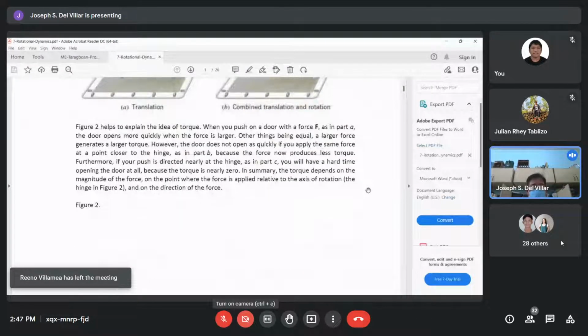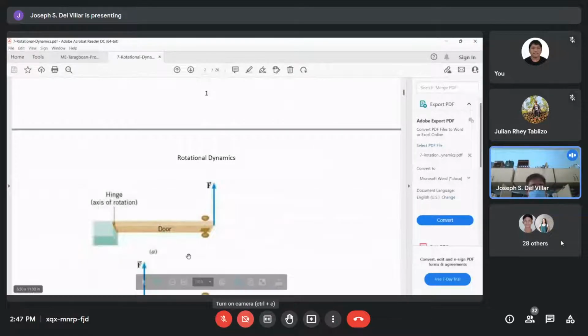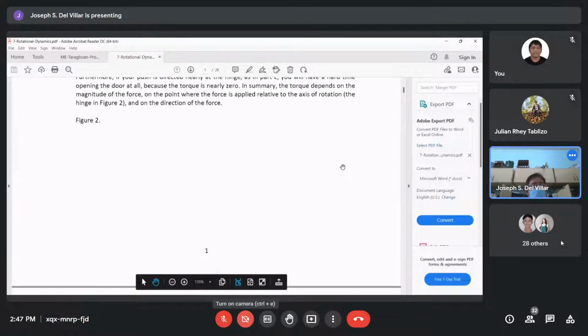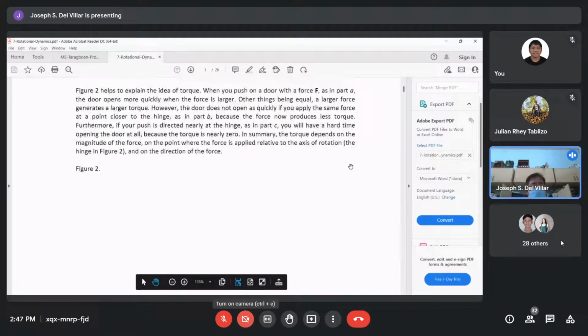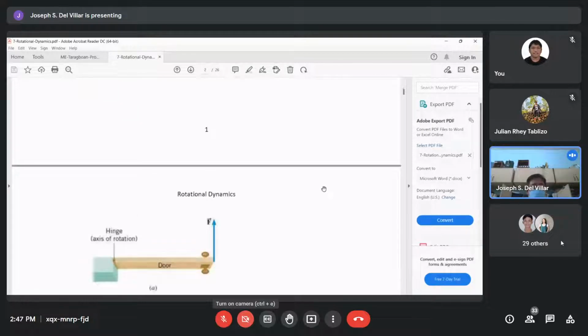Okay, in figure 2, this one, no? Ito, nasa baba na kasi. So, figure 2 helps to explain the idea of a torque. When you push a door with a force F, as in figure A, no?